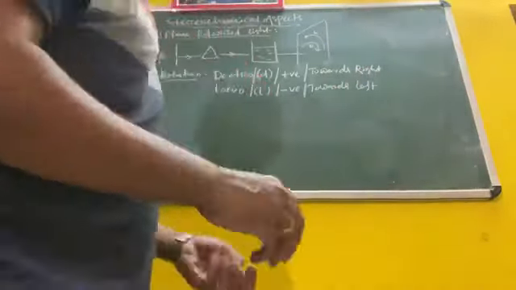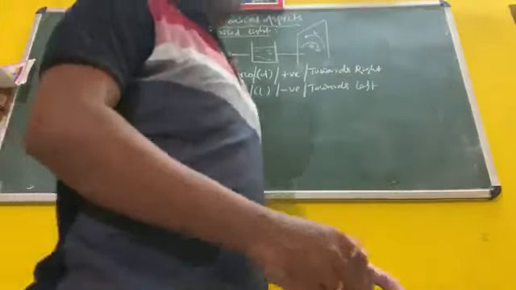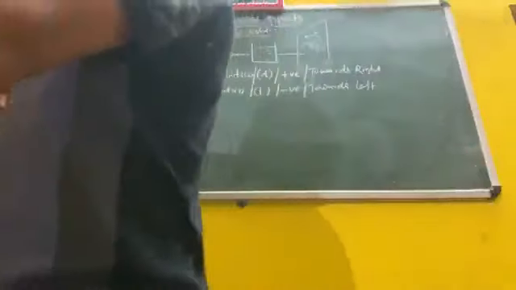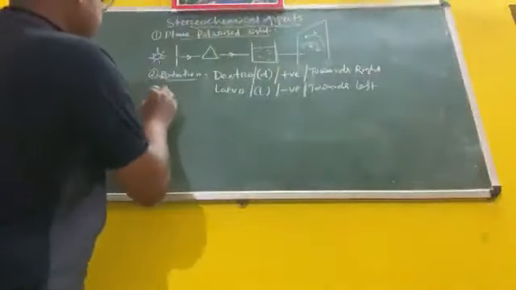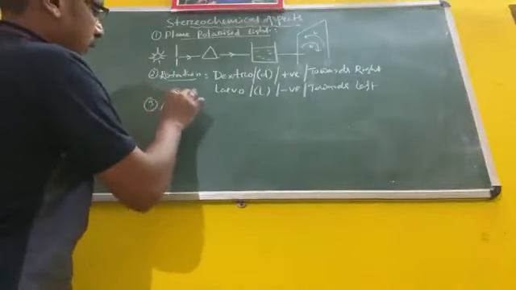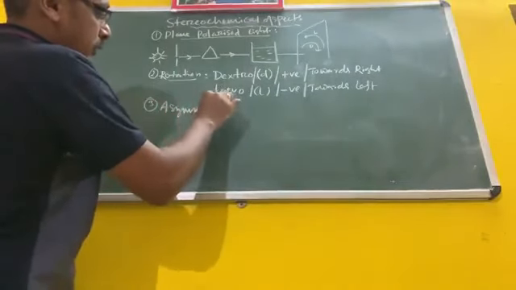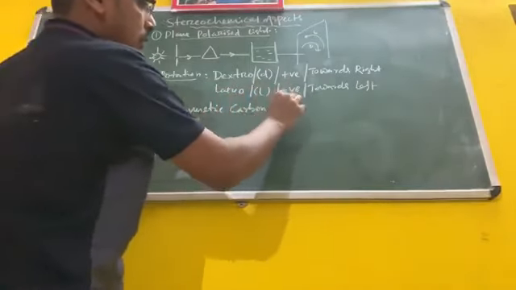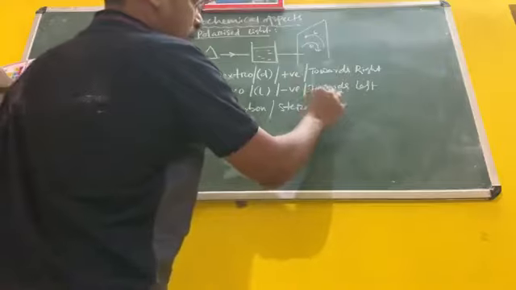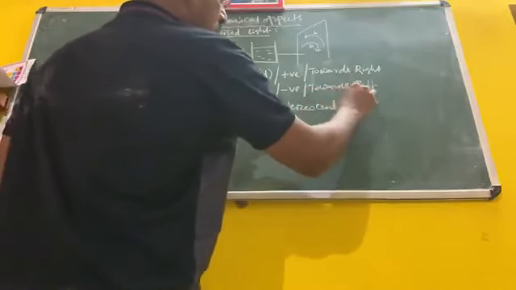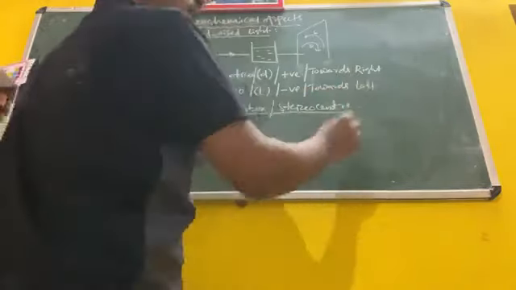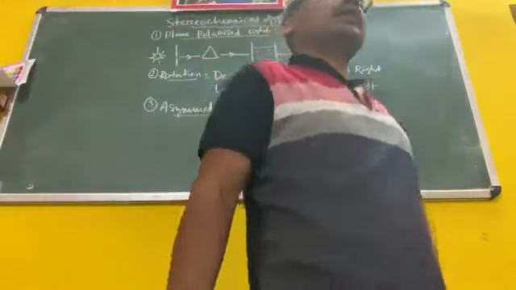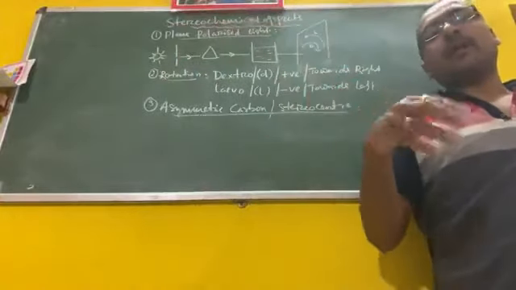So next is the asymmetric carbon, or stereo center. What do you mean by asymmetric carbon? The central carbon which contains four groups that are all different.